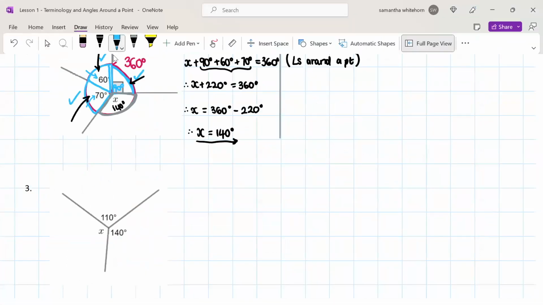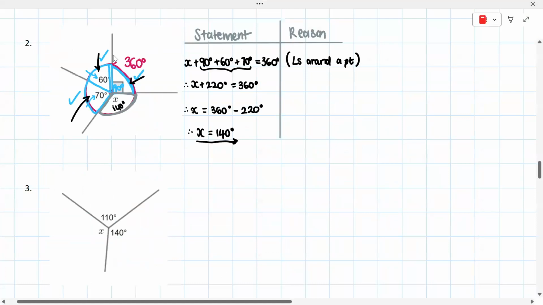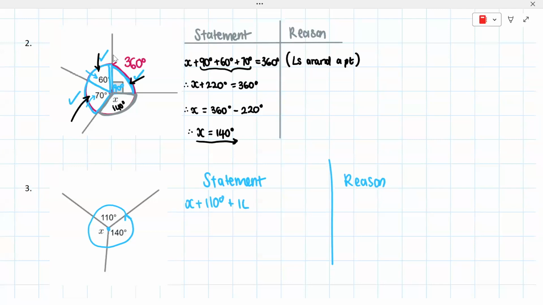So we see we've got the central point right here in the middle. And so we see we've got these three angles around forming that circle. So again, we're going to make our statement and we're going to give our reason. We can see that x plus 110 plus 140 must give us 360 degrees. Why? And this is the reason that you should put down: angles round a point.